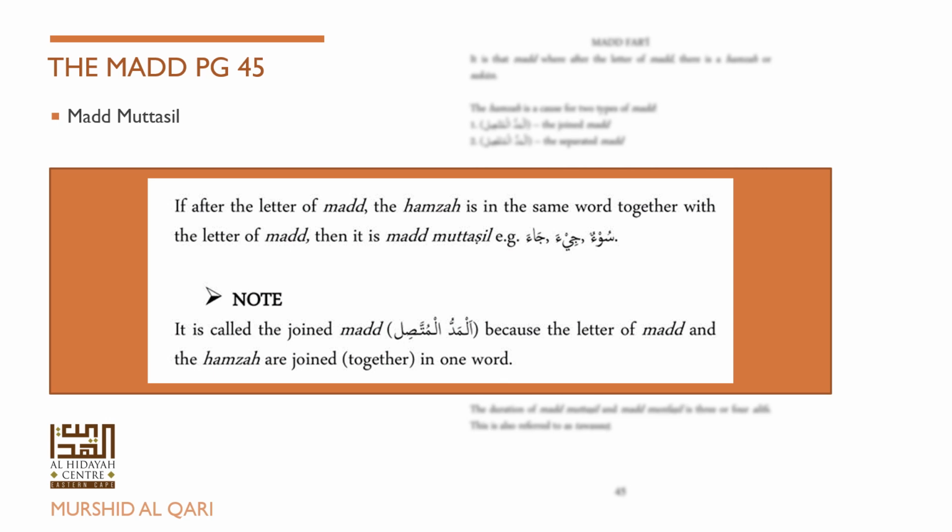So look at another example. Ji'a. The letter of mad is the ya, and it is followed by a hamza in the same word. So therefore, you have to pull the sound of this mad, which is ji'a. Similarly with su'un.